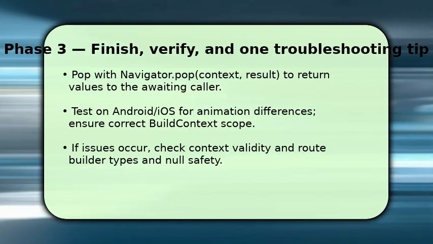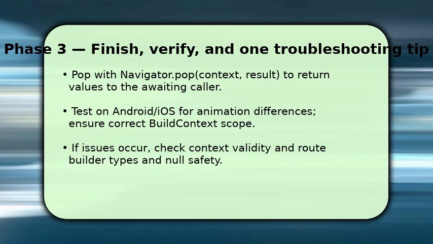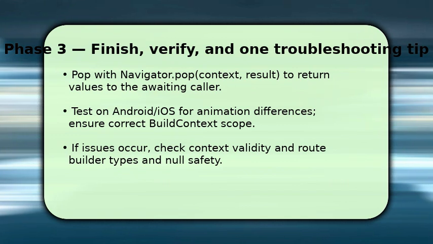If transitions or results fail, check that your builder returns a widget, that types match expected models, and that null safety is handled. One key troubleshooting tip: if you see no context errors, verify the build context isn't from a disposed widget.